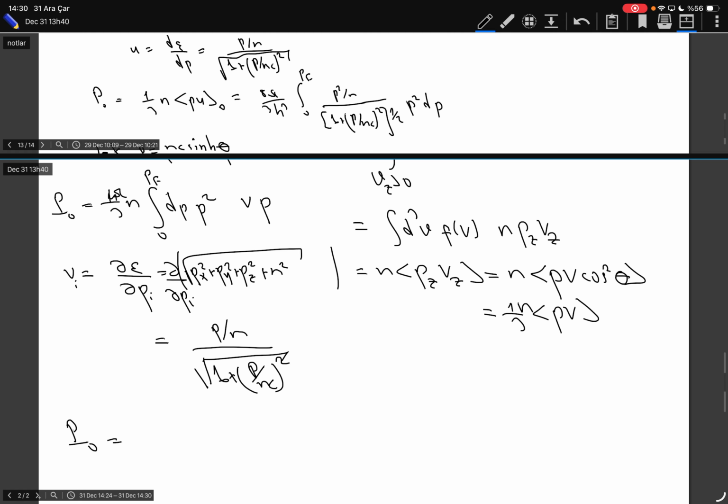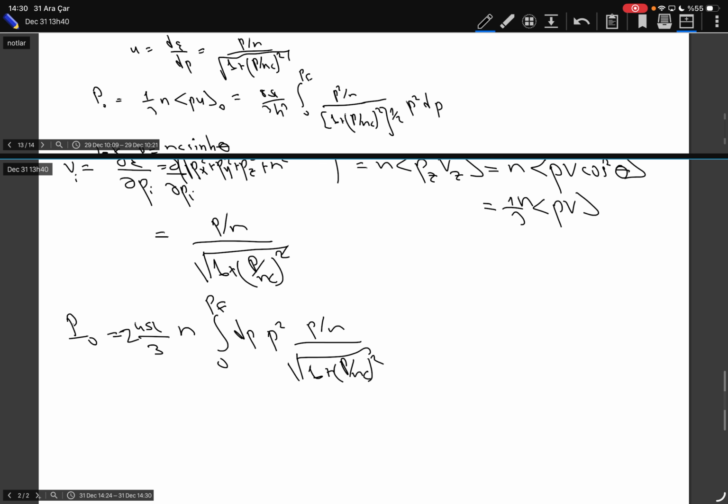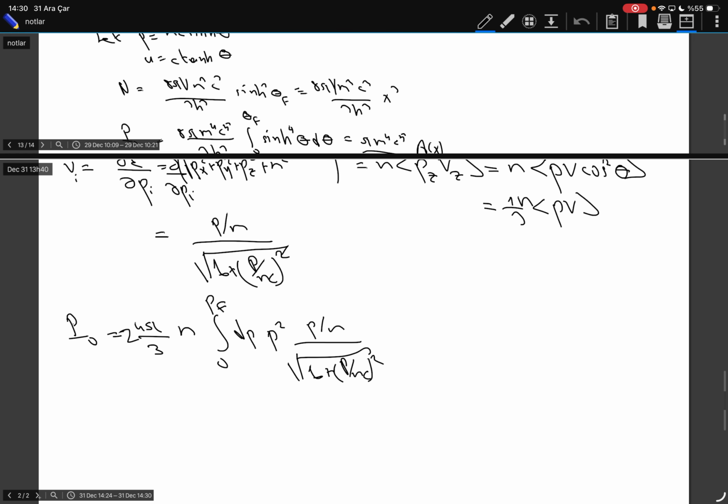So P0 would be just 4 pi over 3h. There's also 2 because of the degeneracy. And dp p squared p over m divided by the square root, squared, from 0 to p Fermi. Why from 0 to p Fermi? Because it's a cold system, and I'm practically taking the 0 temperature limit of this pressure. It won't be much different from the 0 temperature limit.